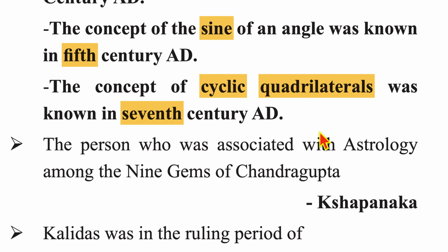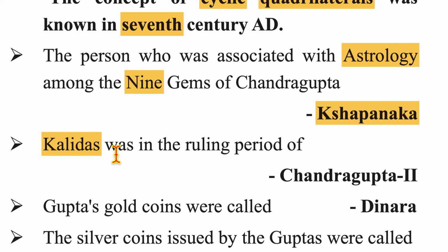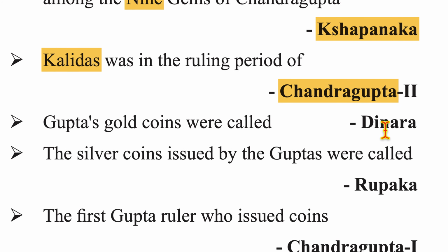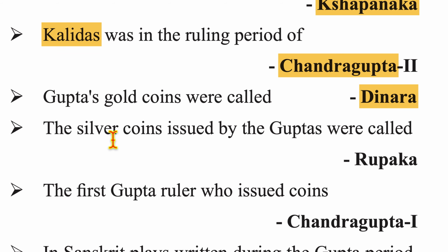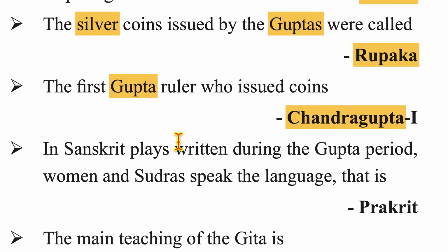The person who was associated with astrology among the 9 gems of Chandragupta is Shakpanaka. Kalidas was in the ruling period of Chandragupta II. Gupta's gold coins were called dinars. The silver coins issued by Guptas were called rupaka. The first Gupta ruler who issued coins was Chandragupta I.